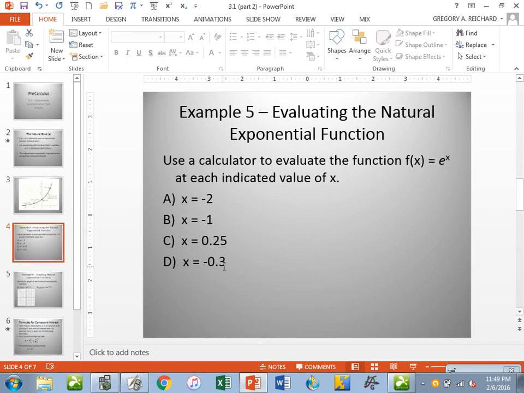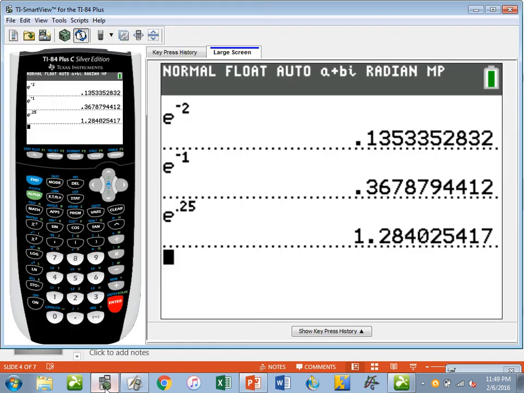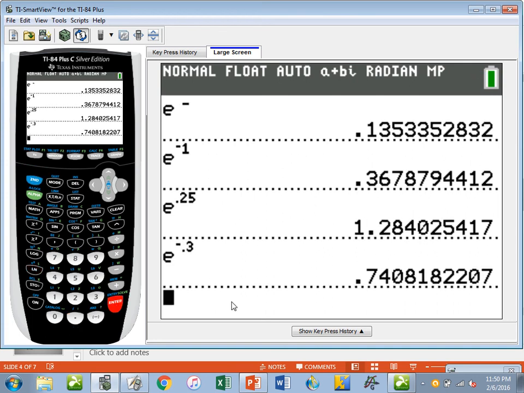And then for part D, if I put a -0.3 in for x, so if I do the natural base to the -0.3 power, I'm going to get here 0.741, we'll call this 0.741. So that's for part D.